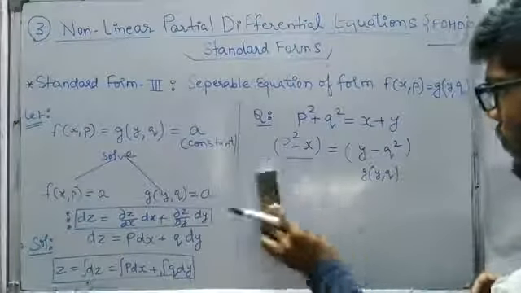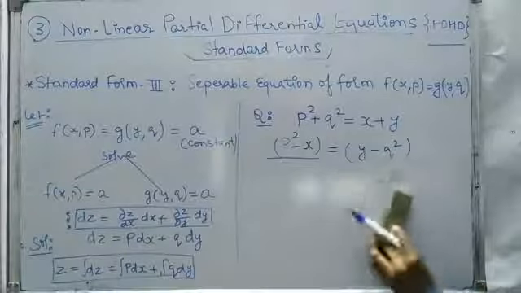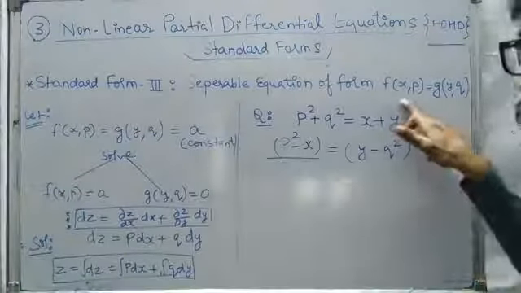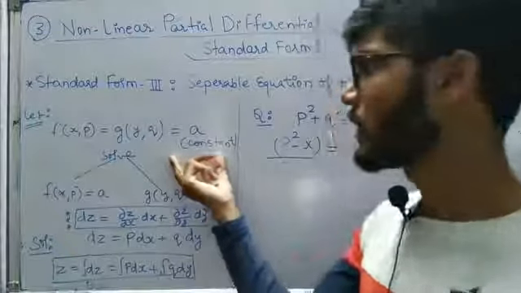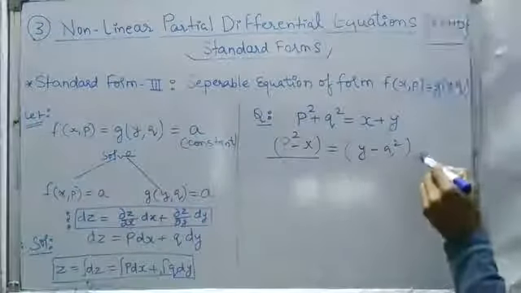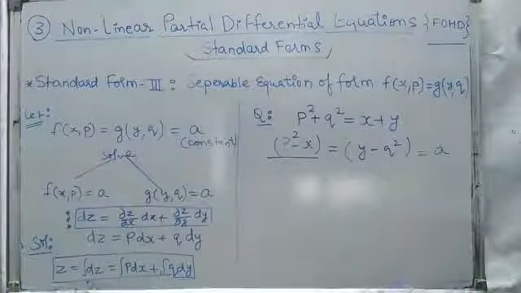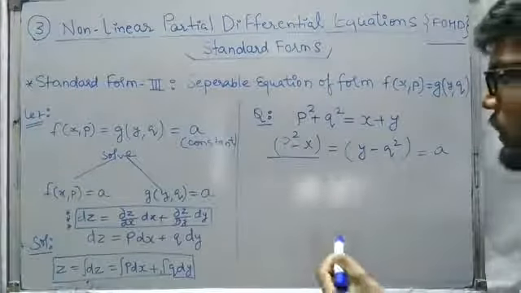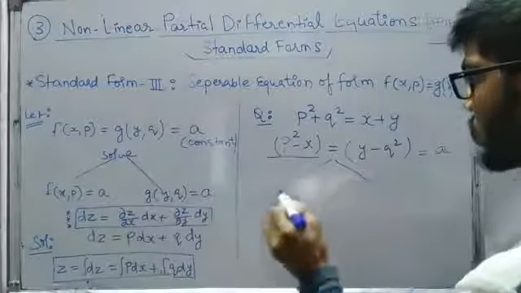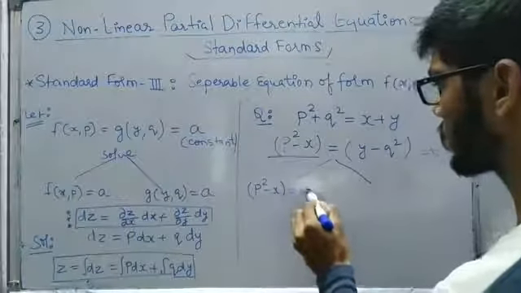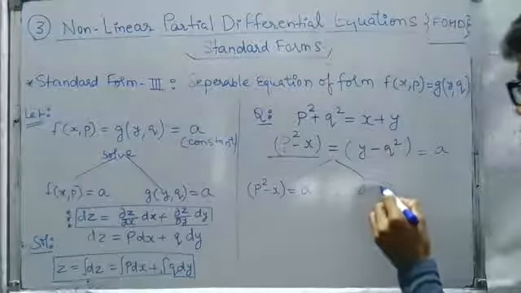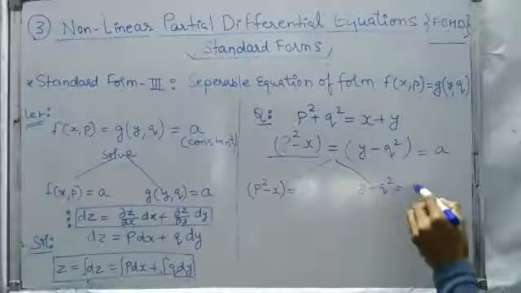So now if we have the equation in separable form, f of x comma p is equal to g of y comma q, we are going to consider it as a constant. So we equate this to a, where a is nothing but one constant. What we have to do next is take these two equations separately and solve them. So p square minus x is equal to a, and also y minus q square is equal to a.